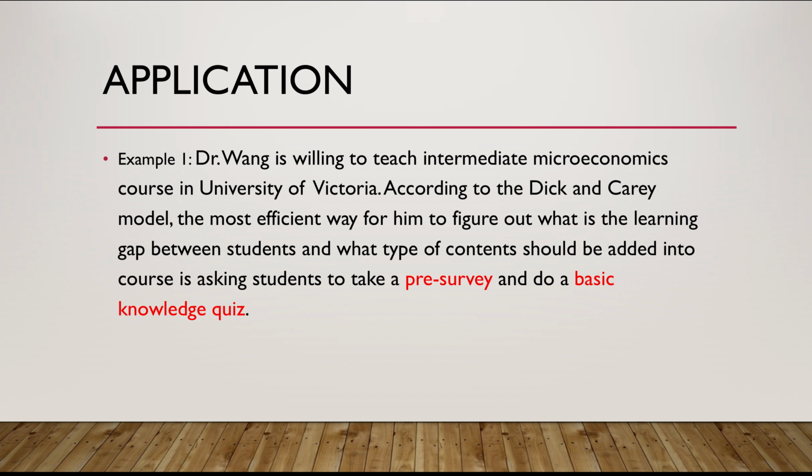And now we are talking about some applications for the Dick and Carey model. Example 1: Dr. Wang is willing to teach an intermediate microeconomics course at the University of Victoria. According to the Dick and Carey model, the most efficient way for him to figure out the learning gap between students and what type of content should be added to the course is asking students to take a pre-survey and do a basic knowledge quiz.